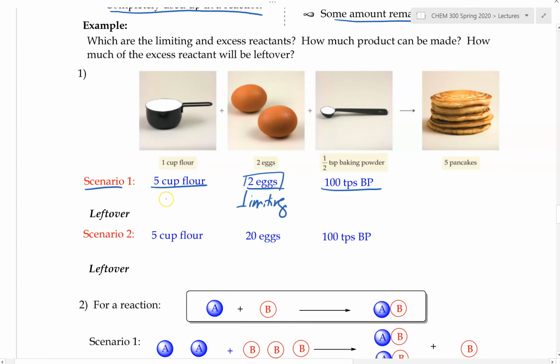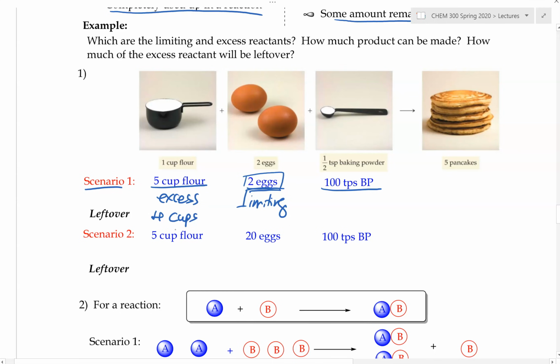Versus the flour would be referred to as the excess reactant, because we know that if we have 2 eggs, we would use only 1 cup of flour, and right now we have 5 cups of flour. Therefore we have some of the flour left. We can see very easily that we will be using only 1 cup of flour, since we have only 2 eggs. And in this case, the leftover would be 4 cups of flour.